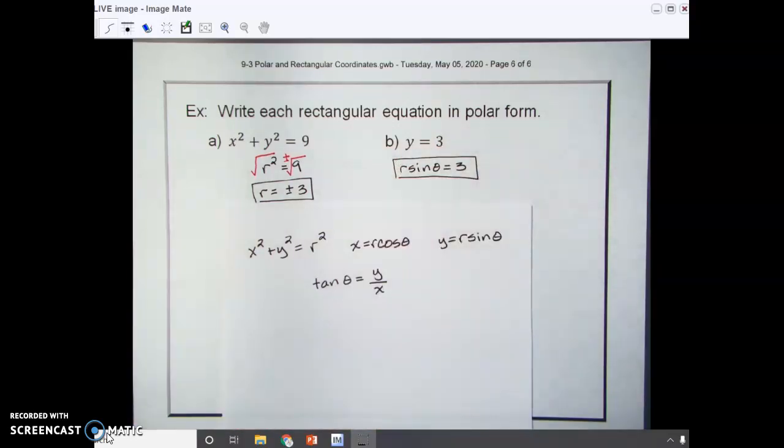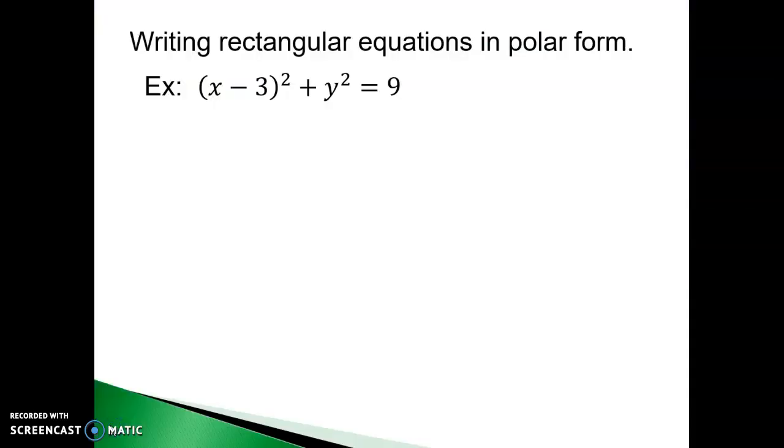Okay, so not all of our problems, again, are going to be quite that simple. So let me show you an example where it's a little bit more work. So in this case, we don't have a center at the pole. We have a center at (3, 0) with a radius of 3. And so what changes about our formula that wasn't present in the previous problem that we did?